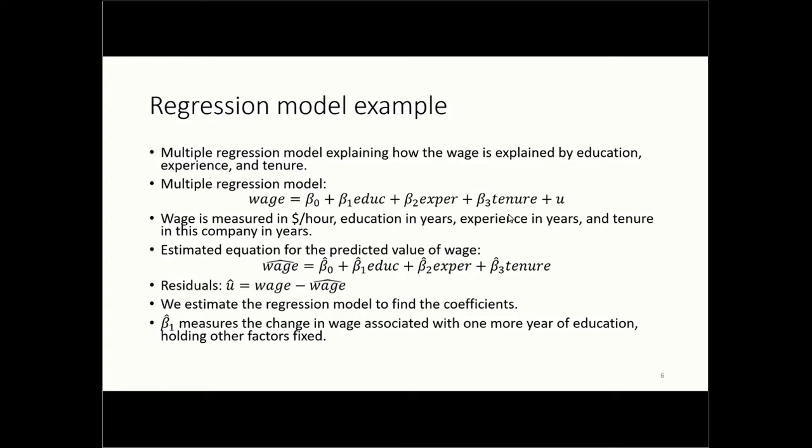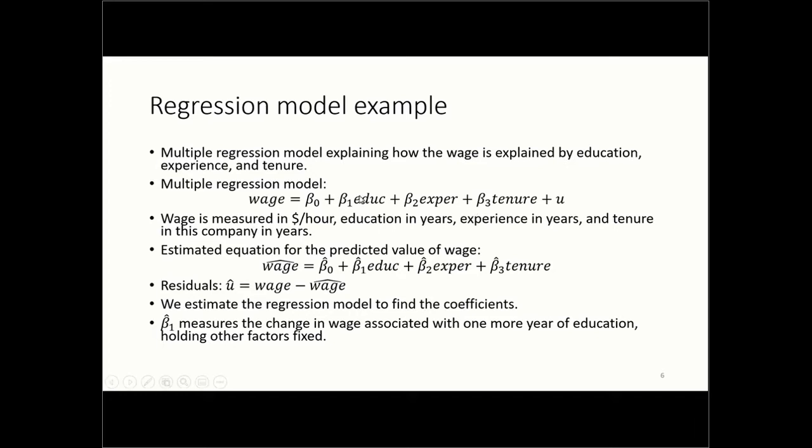Wage is measured in dollars per hour, education in years, experience in years, and tenure in this company is how many years you've been with the company. The estimated equation for the predicted value of wage is wage hat equals beta 0 hat plus beta 1 hat times education plus beta 2 hat times experience plus beta 3 hat times tenure.